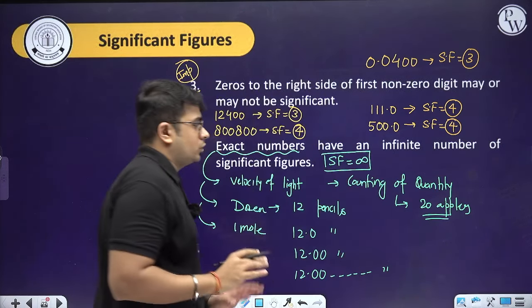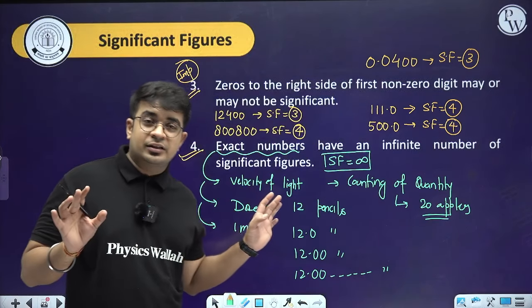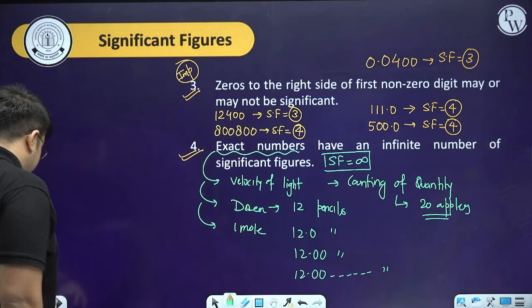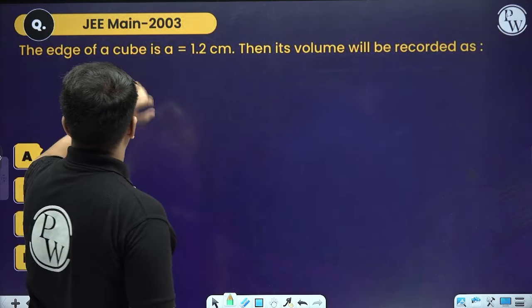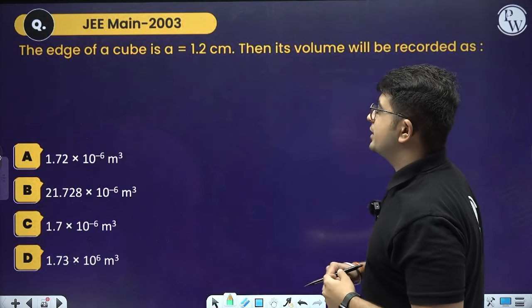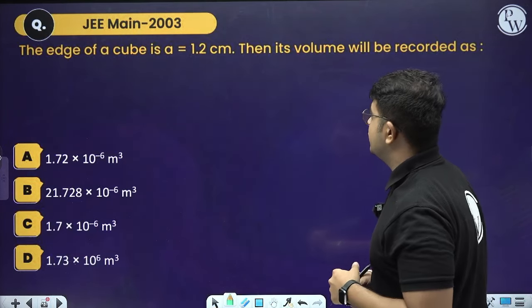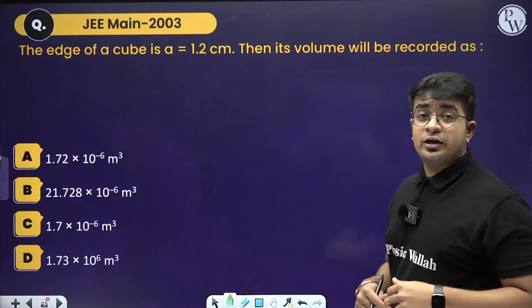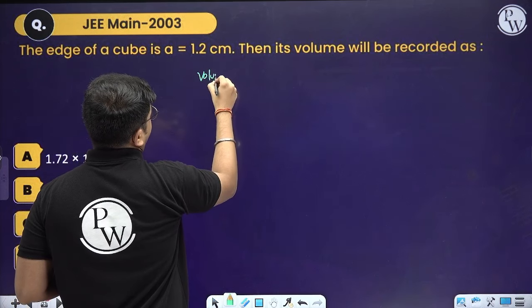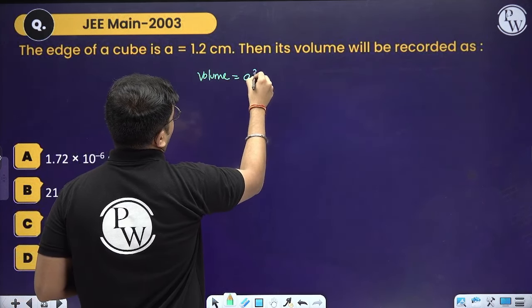That's all. These are the rules related to significant figures. I hope the entire part is clear. Okay, next part: this question is from JEE Main, a very simple question. The edge of a cube is A, which is 1.2 centimeters, then its volume will be recorded as. Now we know that first of all, the volume is going to be A cube.